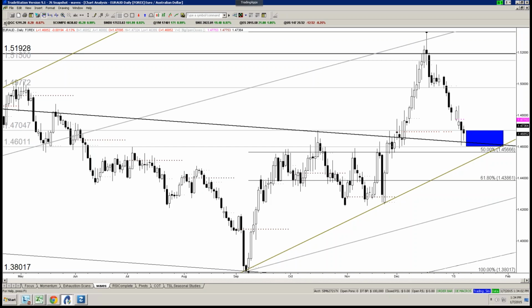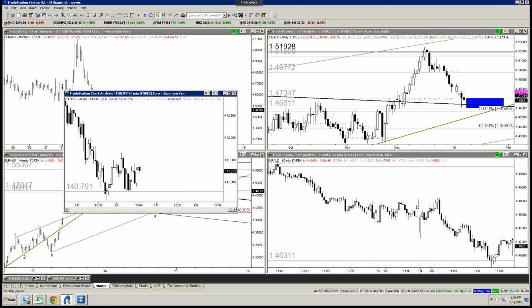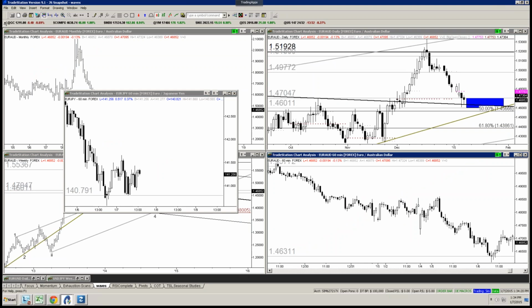Okay, so this is by no means just a strategy. It's kind of a tool to help find support resistance when you're looking to get into a position. So with EURUSD, we're obviously looking to get into a long because we're at such big levels here.